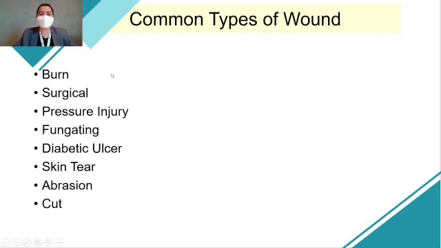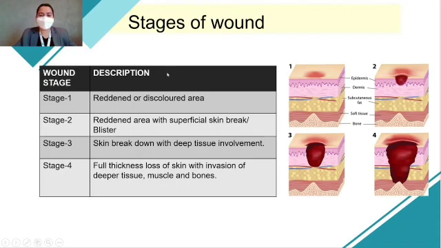Common types of wound: burn, surgical, pressure injury, fungating, diabetic ulcer, skin tear, abrasion, or cut. Stages of wound: we have stage 1 up to stage 4. As you can see in the picture on the right side, in stage 1 there is redness and discoloration around the area, while in stage 2 there is a blister or a red area with superficial skin breakdown.